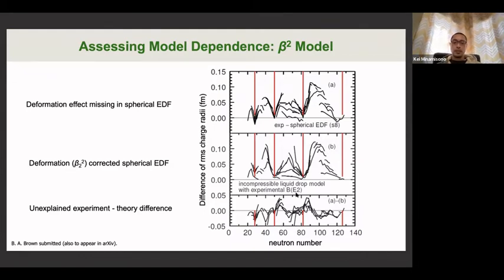The take-home message of this slide is that most of the large deviation between experiment and the spherical EDF can be explained by the beta 2 correction. Of course, here and there are little small deviations, but that's a whole different story, and that is discussed in the new paper.